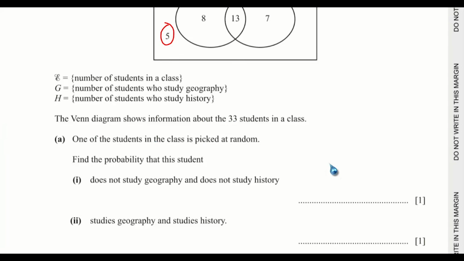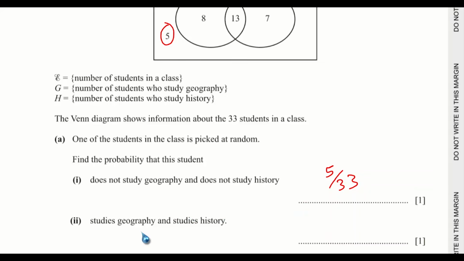So we are selecting one student in the class at random. We want to find the probability that this student does not study geography and does not study history. That means we need students who study neither geography nor history. In this case, it will be this, which is 5. The total is 33, so the probability will be 5 out of 33.